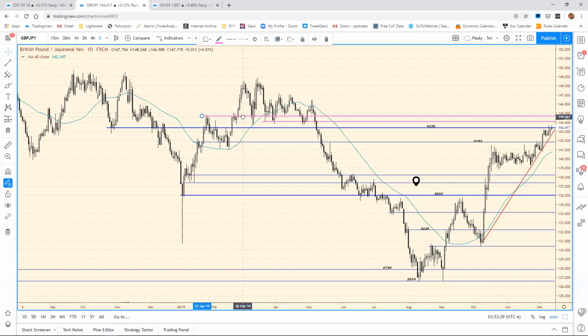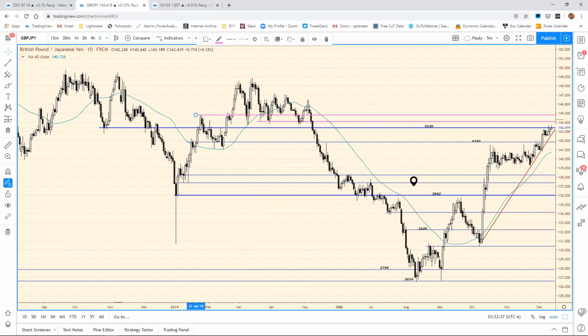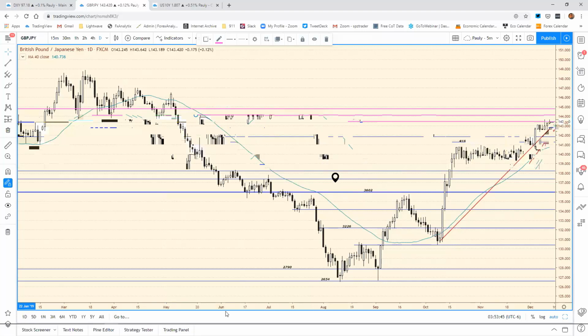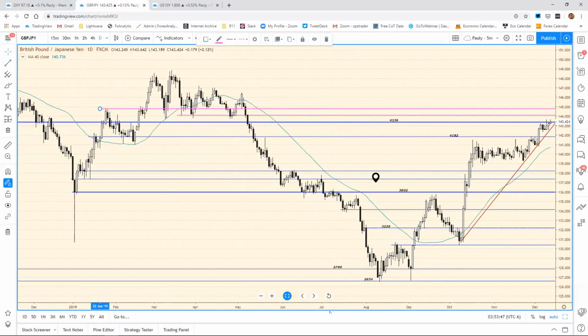Right there, 44.60. I'm actually going to go with this low right there. You see there? That one, let's pull this back. That low, 44.76. We'll call it 44.77.